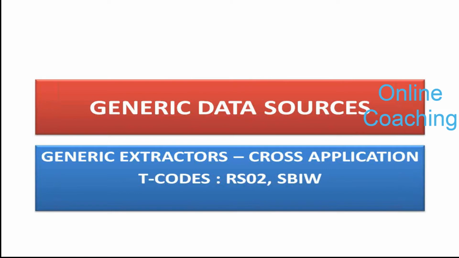Now we're going to see how to create a generic data source. Generic data source, cross application specific. The transaction code I'm going to use is called RSO2. Okay, so let's create a generic data source.